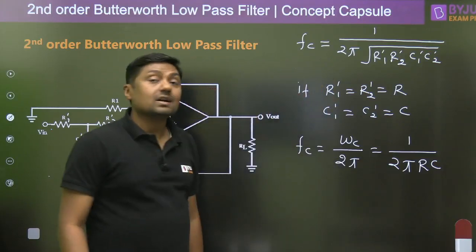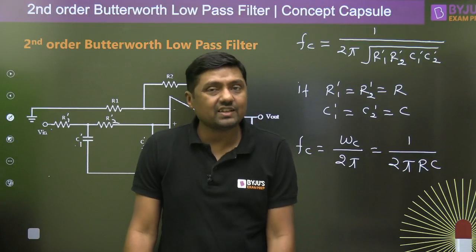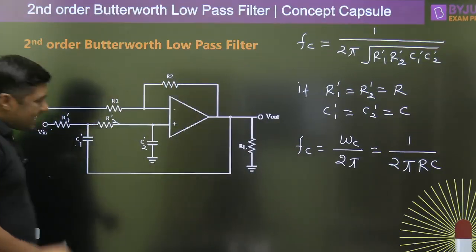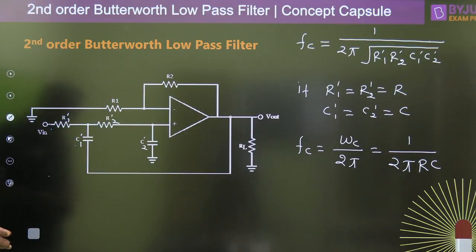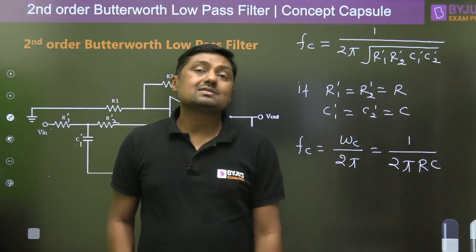1 by 2 pi RC. This is called 3 dB cutoff frequency. Okay, that is an important formula. Second thing, what will be the maximum gain? That will be the question. What will be the maximum gain of the system?